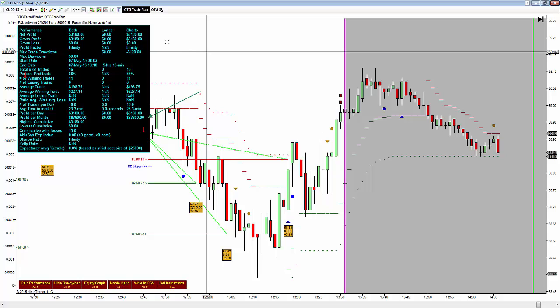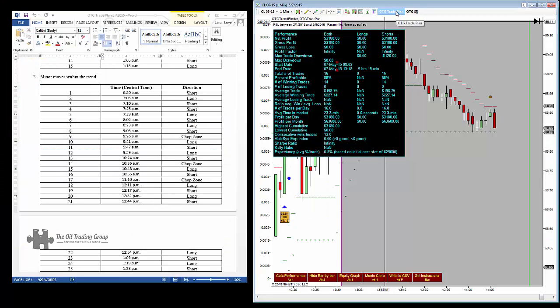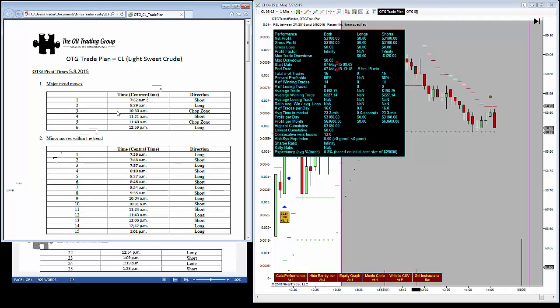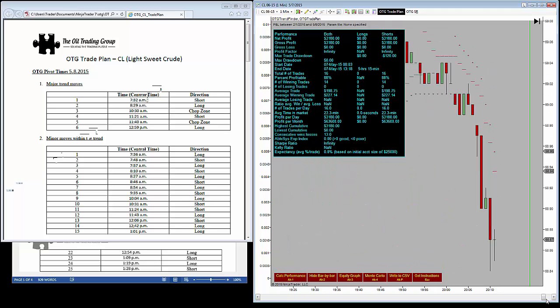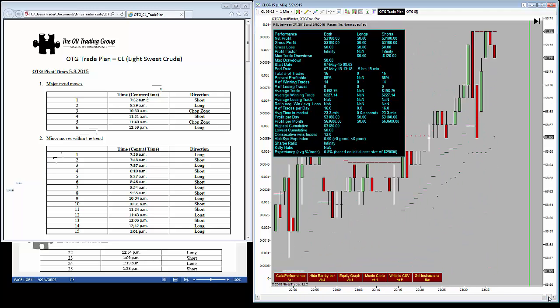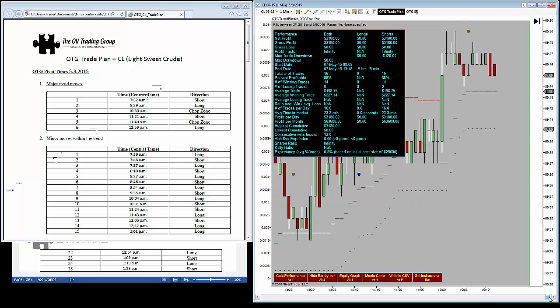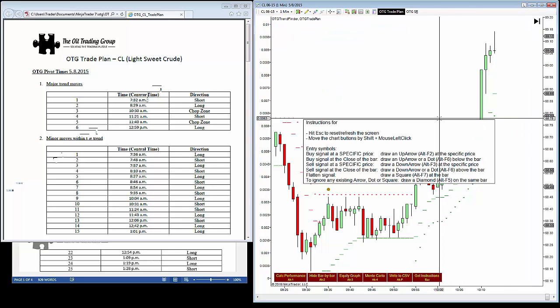So let's take a look here at May 8th. We'll go ahead and load up the trading plan for May 8th. So this is the trading plan here for the 8th, and I've done the same thing on this particular chart. I went ahead and pre-populated the chart with the times for that particular day. So let's escape out of this.